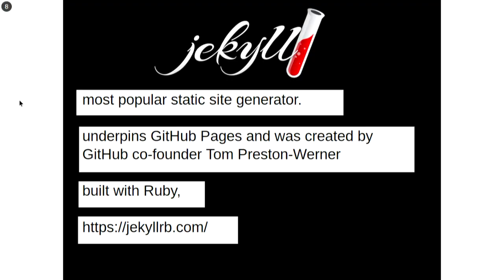Here's an example of a very popular static site generator, Jekyll. This was created by the GitHub co-founder, and GitHub Pages run on this. Unfortunately, though, it is Ruby, but it's still very popular.